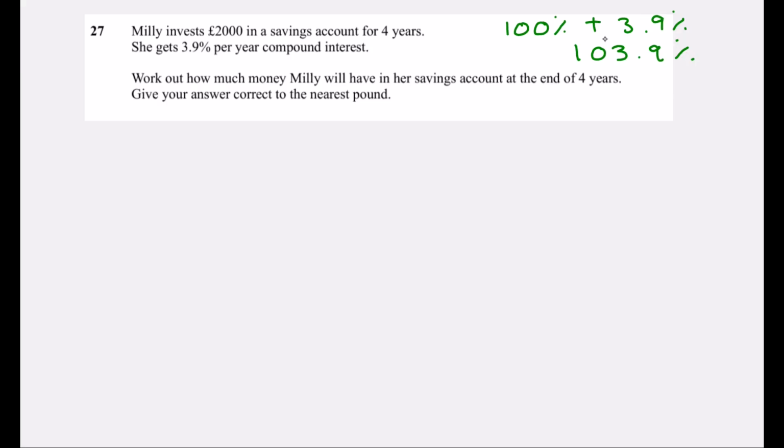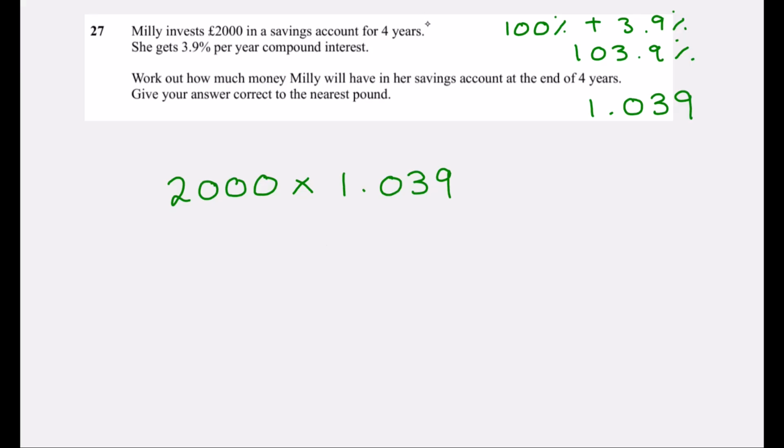And to work out 103.9%, I'm going to write it as a decimal, 1.039. So to change a percent to a decimal, I'm dividing by 100. So I'm going to have 2,000, and I'm going to times it by 1.039. And that is my calculation that adds on 3.9%. So this adds on 3.9%.